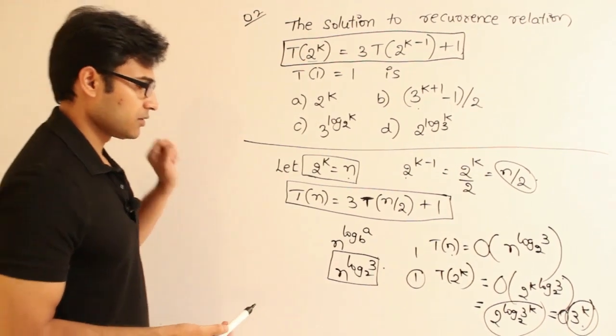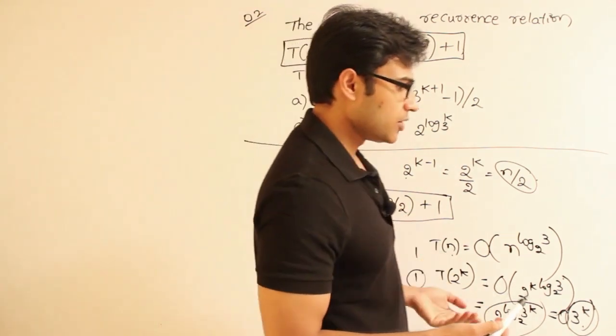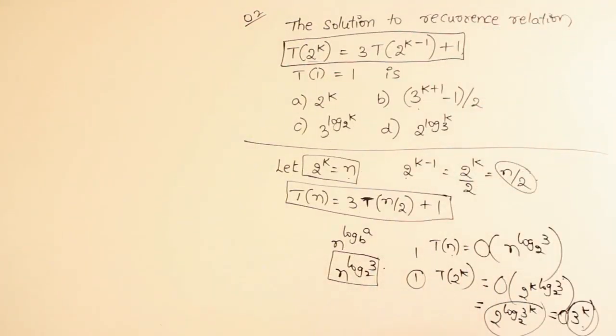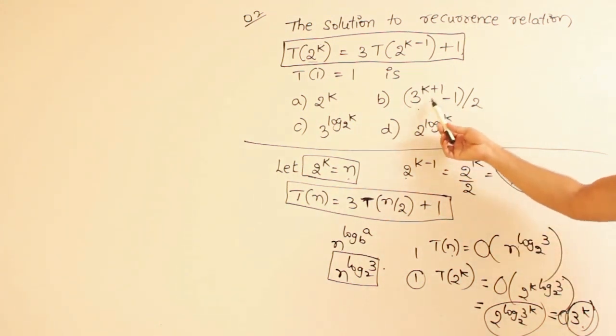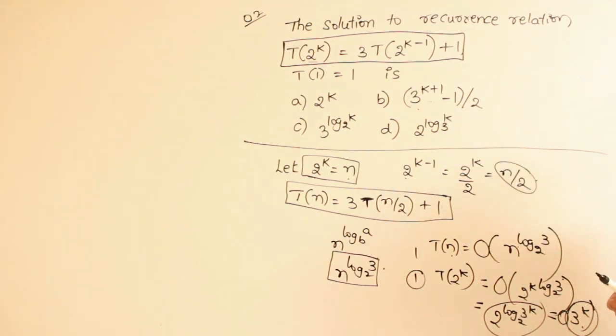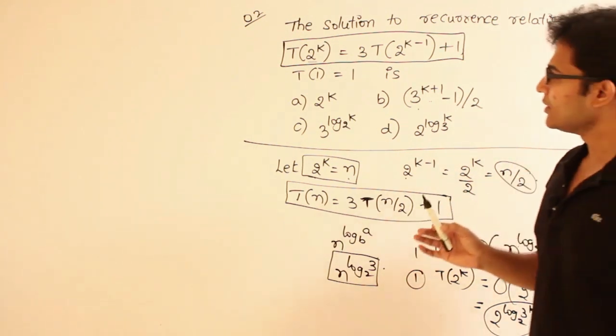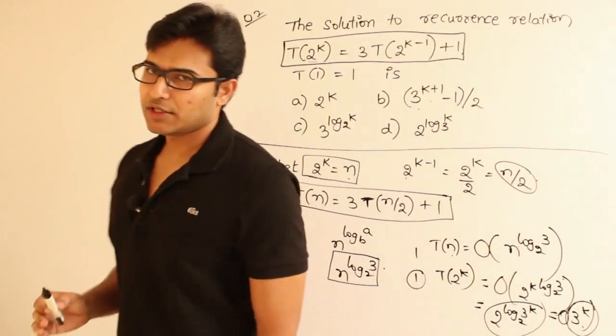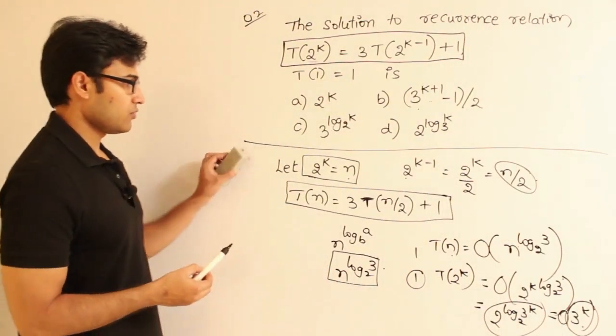But this is not the question. The question is, they don't want either big O or theta. Anyway, if you see the question, there is no other term which is closely related to 3^k. Only this one is there. Therefore this one is going to be option B. But what they need here is the exact solution. Now we shall solve this. We shall find out what the answer is.